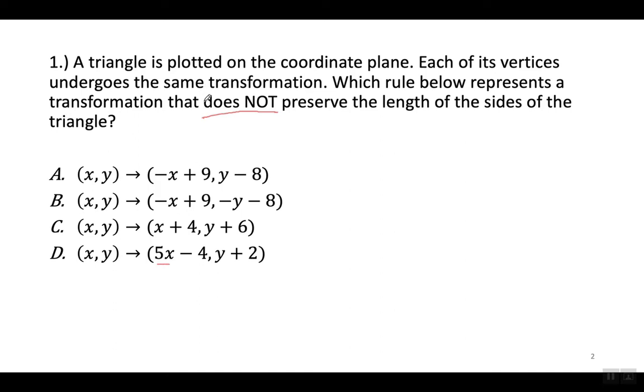The way to answer the question quickly is to just find which of these transformations is a dilation. A dilation is when you multiply x or y by a number other than 1. Because when you multiply by a number that is not 1, it'll make it either bigger or smaller. So all I got to do is find which transformation has x or y being multiplied by a number that is not 1, and that's my answer. Because all the other ones are just translations or reflections. And a translation or a reflection does not change the size of the triangle.